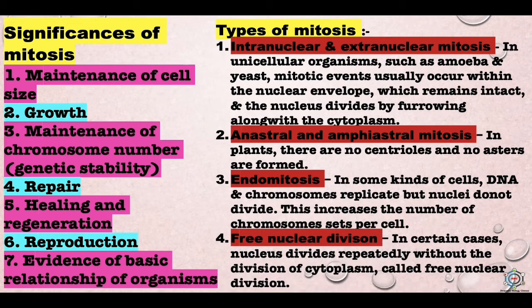And the last is free nuclear division. In certain cases, the nucleus divides repeatedly without the division of the cytoplasm, called free nuclear division. It produces multinucleate cells or syncytia. Here, Opalina, a protozoan, fungi, and endosperm cells of some seeded plants become multinucleate in this manner. So this is the complete set of types of mitosis in both plants and animals.